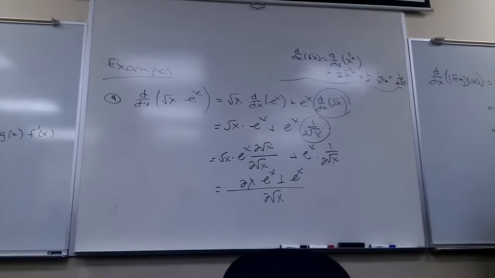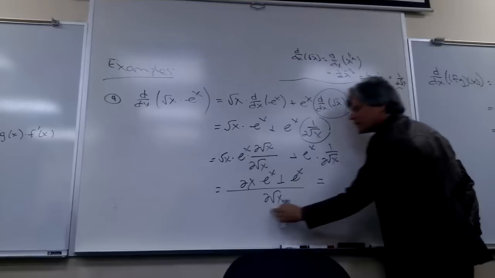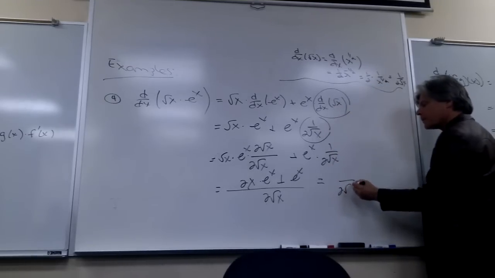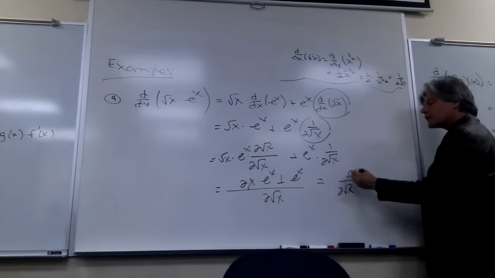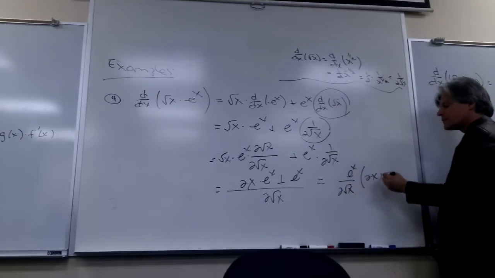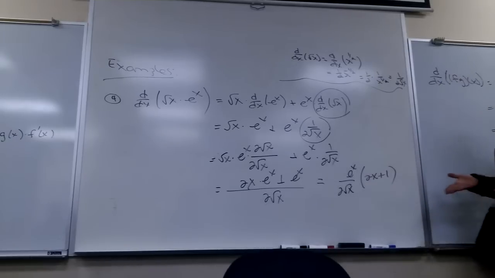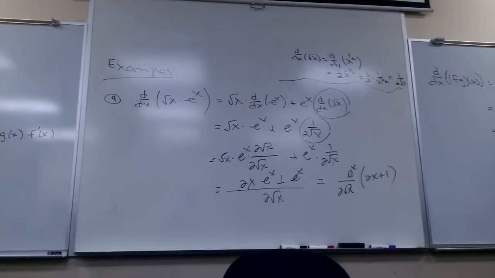And everybody, since you mocked me for writing what I had on the board before, I got an idea. I'll pull out the 1 over 2 root x. Oh, I'll pull out the e to the x. And here's what's left over. Okay. It's just that easy.